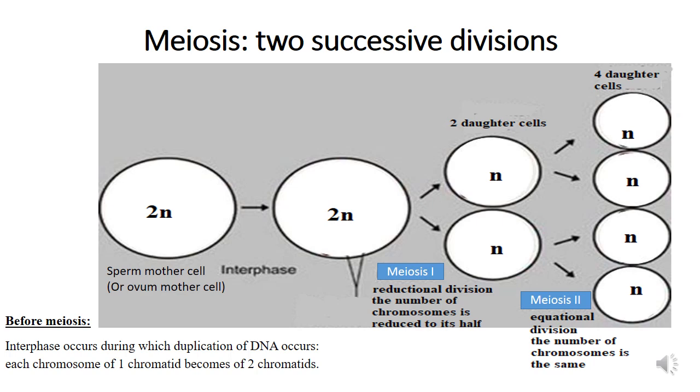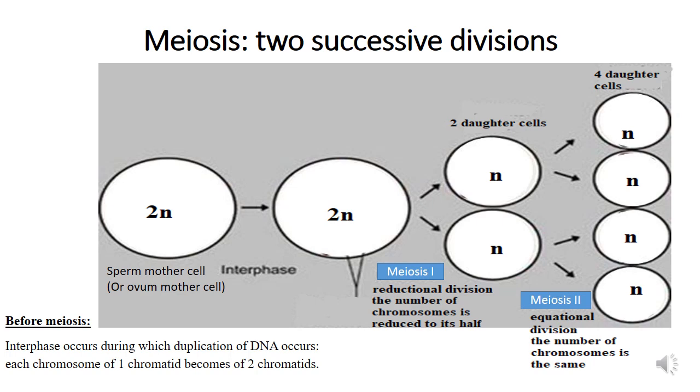First of all, it undergoes a growth phase, which is interphase, and grows up. During this interphase, the sperm mother cell or the ovum mother cell doubles its DNA. So a duplication of DNA occurs, which means the chromosome of 1 chromatid becomes of 2 chromatids. Then the cell that is now with 2 chromatids per chromosome is ready to start meiosis.